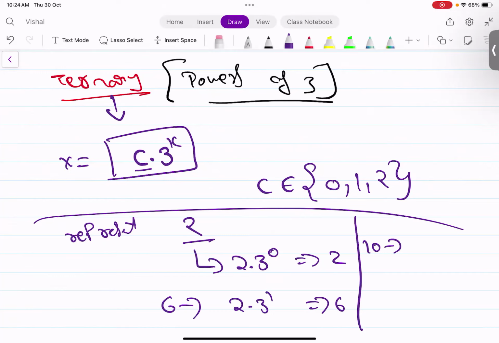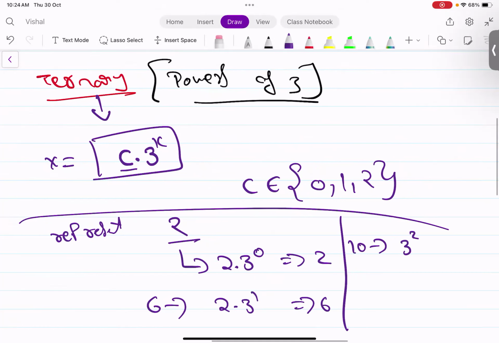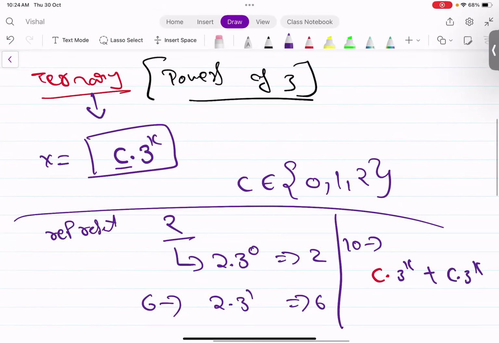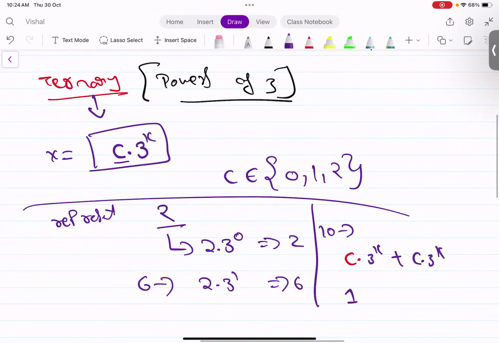Can I represent 10 also? Direct one term? No, but it is possible. How can it be possible? What is 3 square, guys? 3 square is 9. Is that right? So we can simply say, I'm dividing into 2 terms, c into 3 power k plus c into 3 power k. I can represent a number like this also, because we do the same in the binary number system also. That means I can say 1 into 3 power 0 plus 1 into 3 power 2. What is our sum here? It is 10. That means every single number can be represented using powers of 3 also.